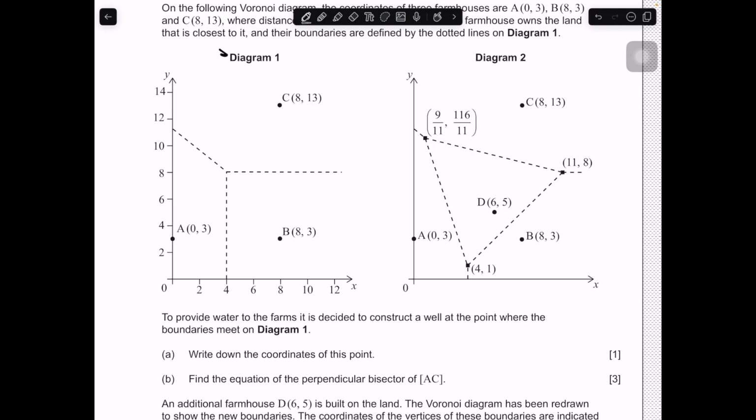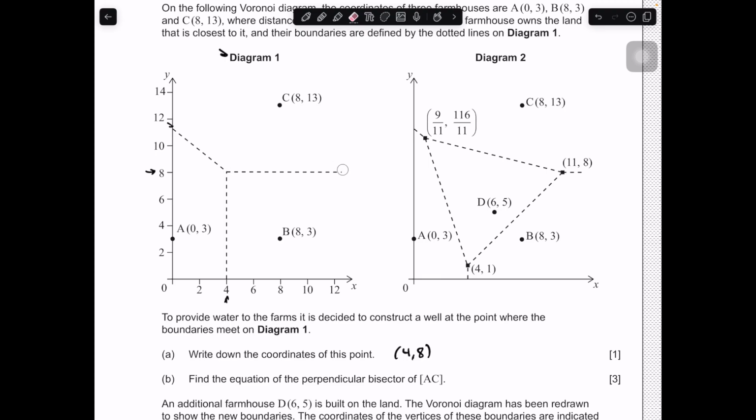So to provide water to the farms, they decided to construct a well where the boundaries meet. So this is the boundary line here, here's another boundary line here, and this is another boundary line. Where do they meet? They meet at this point right here. The coordinates of this point, this is at 4, and we may assume it's at 8. So they're just asking for a coordinate point. It meets at (4, 8).